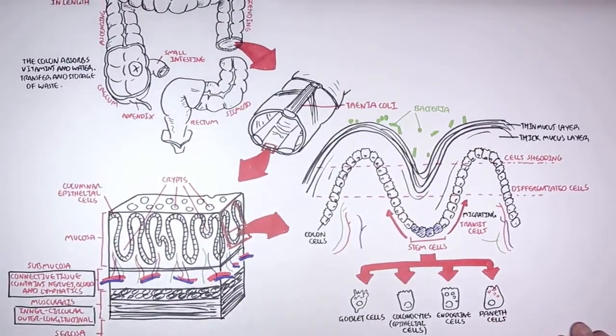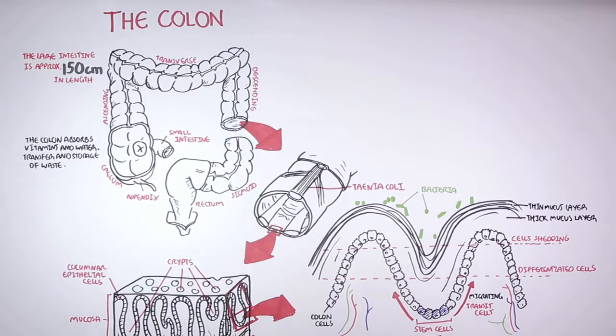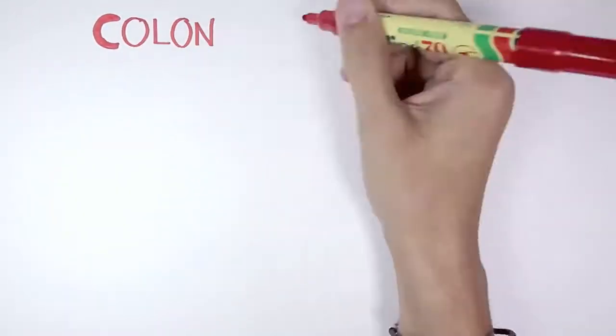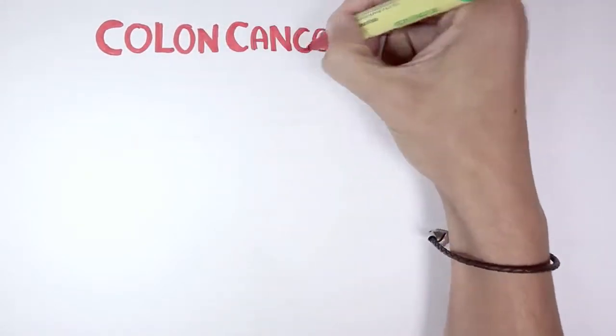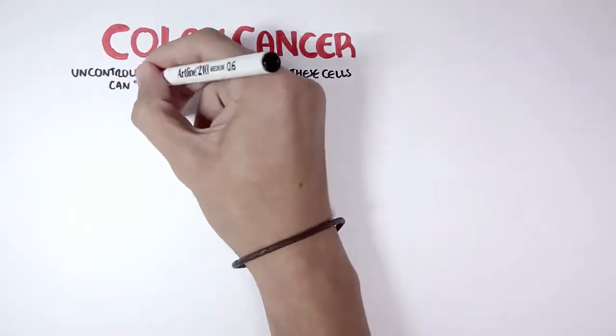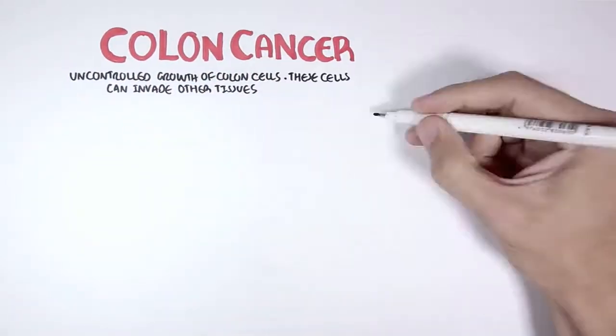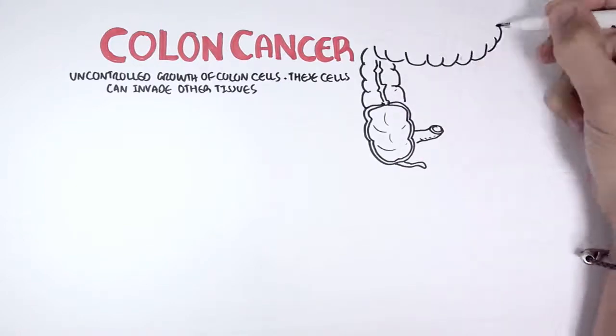Now that we have a better understanding of the colon, let us focus on colon cancer. Colon cancer is where there is uncontrolled growth of colon cells, and these cells can later invade other tissues. So let us look at an example.